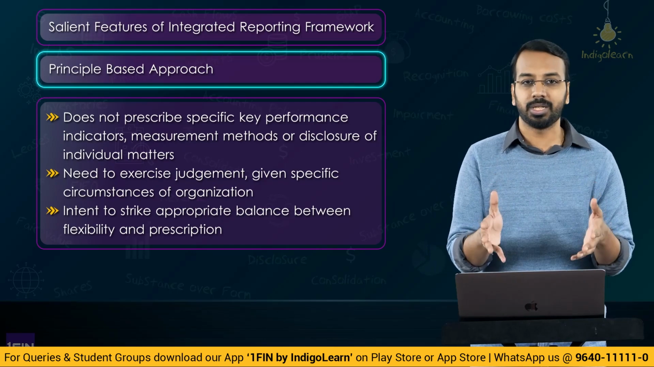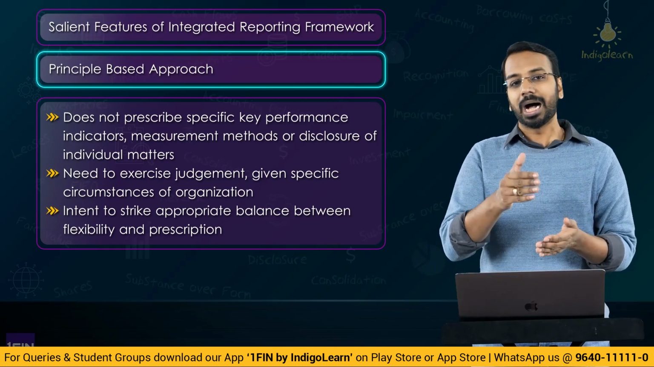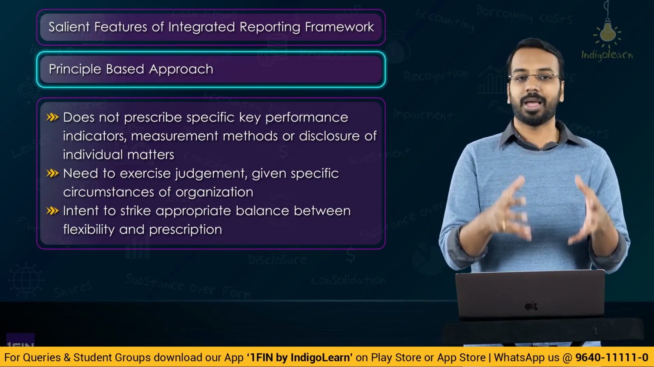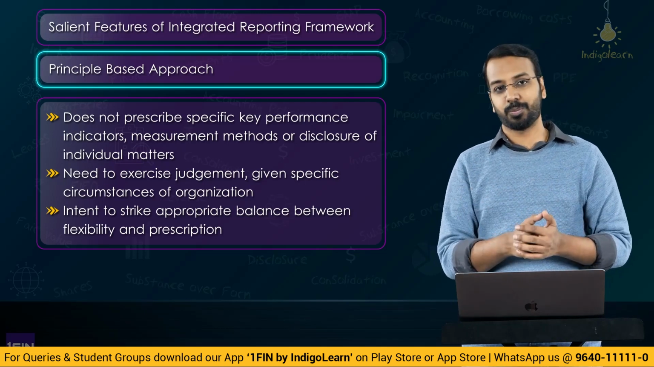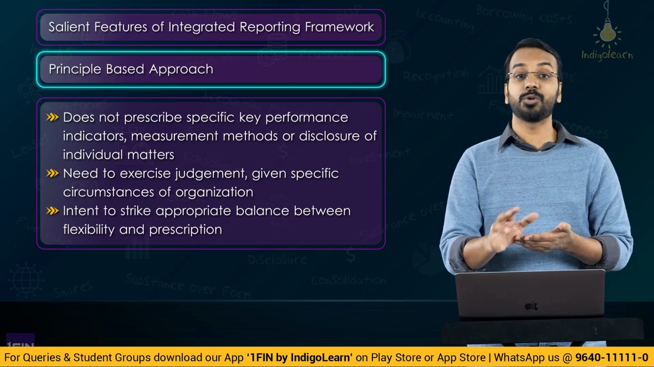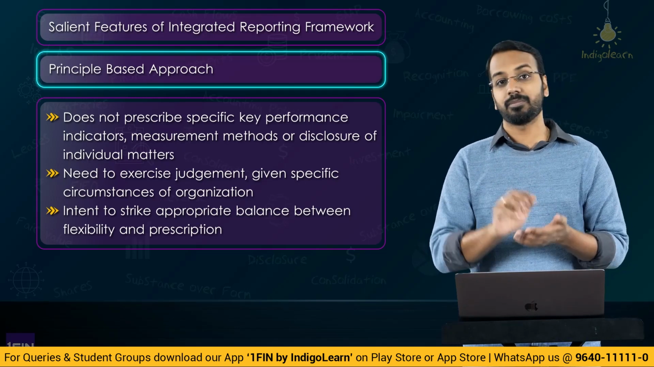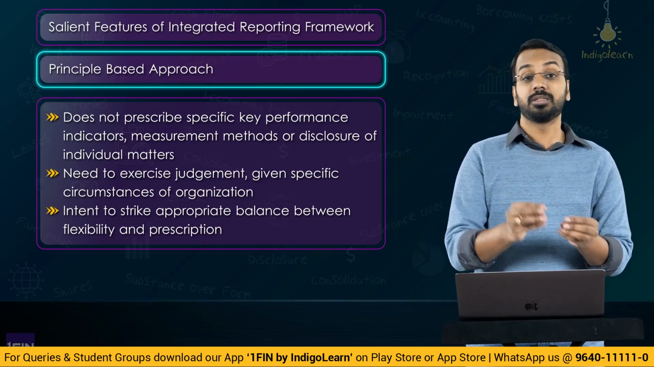Now it is up to the company, up to the reporting enterprise, as to how they report the various capitals, the inputs, the process and the output in their integrated report. So it will not tell us that you have to use the economic value added formula. It is up to the entity to use the various parameters.